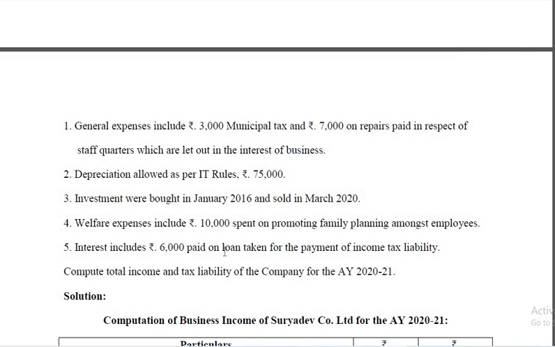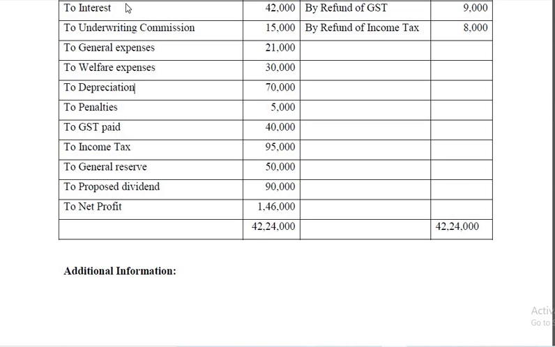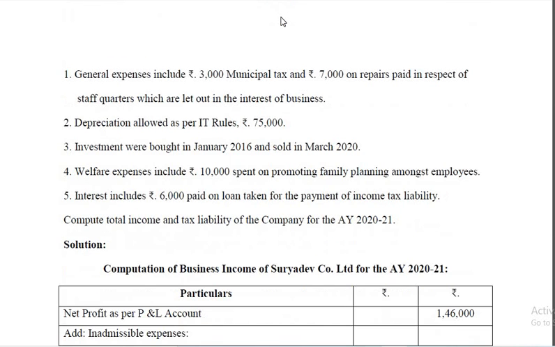Interest includes 6,000 paid on loan taken for the payment of income tax liability. So here interest has been given 42,000. Of this, interest on loan taken to repay income tax or payment of income tax liability. Income tax is disallowed. Similarly, interest on loan is also disallowed. So this should be added back.